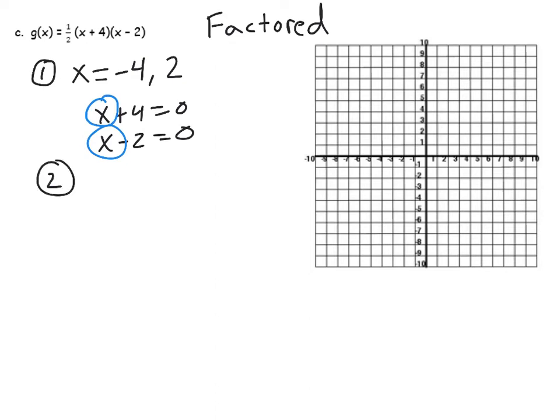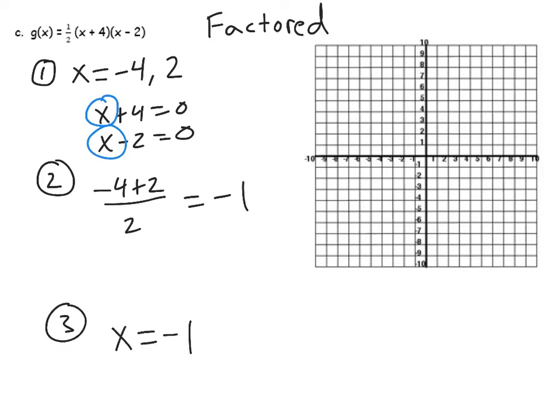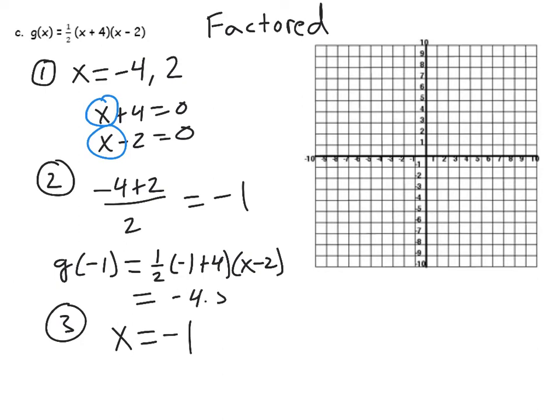We also want the vertex, but this is where it gets a little interesting: you literally just average your 2 x-intercepts, right? By the way, if I jump down to part 3, that's my axis of symmetry. Done. Okay. I still got to plug this in because I need a y-coordinate for my vertex. Plug in negative 1 there. Should get negative 4.5, right?